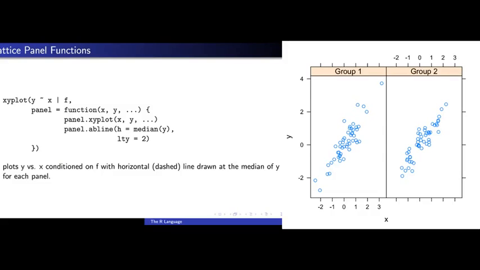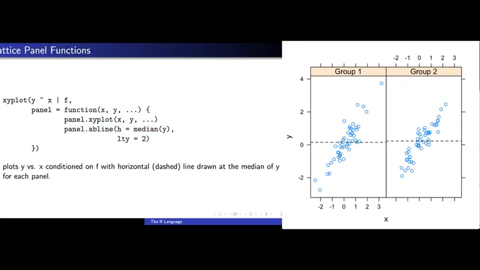In my custom panel function, I'm going to call the panel.xyplot function to just plot the data points and use all the default options. All the default options are getting passed through the dot dot dot argument. But then I want to add one extra thing, which is I want to plot the median of the y values in each panel. So here I'm using panel.abline, and I'm calculating the median of y, and I'm going to specify a line type of 2. So within each panel, I'm going to plot the median of y in that panel, and it's going to be a dashed line.